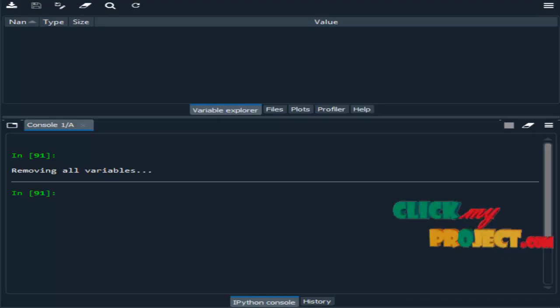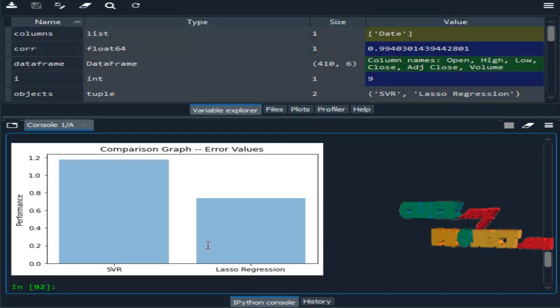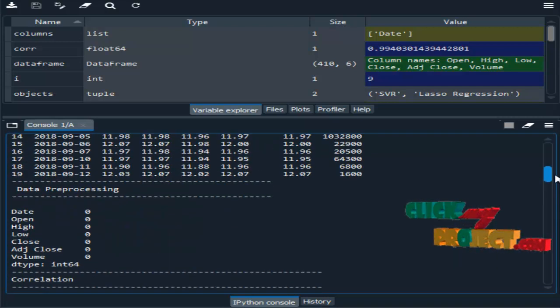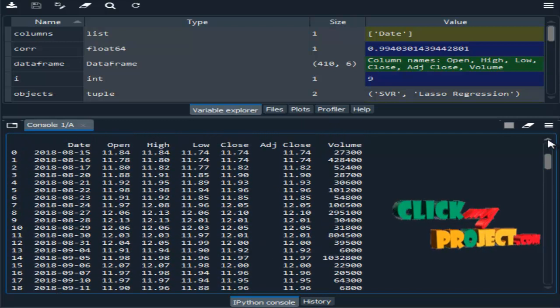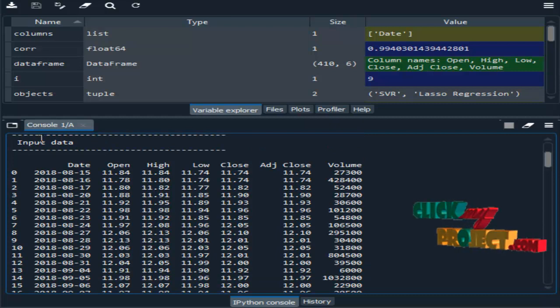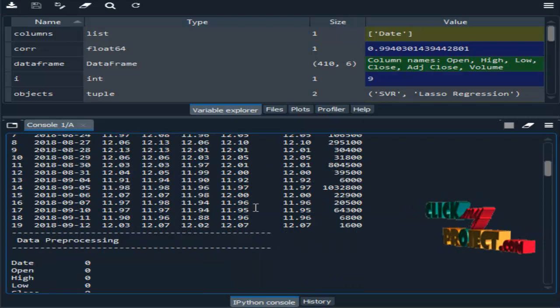Now we are going to see the demo of our project. So this is the output of our project. We are running our project in Spyder IDE from Anaconda Navigator. So this is the input data. Here we display some samples of input data from the dataset.